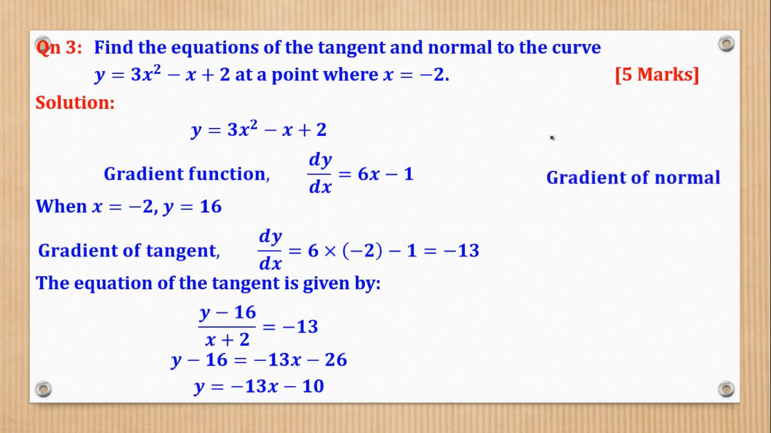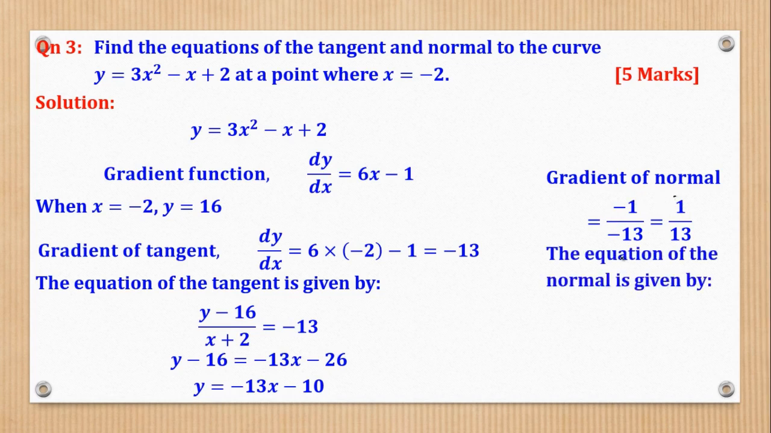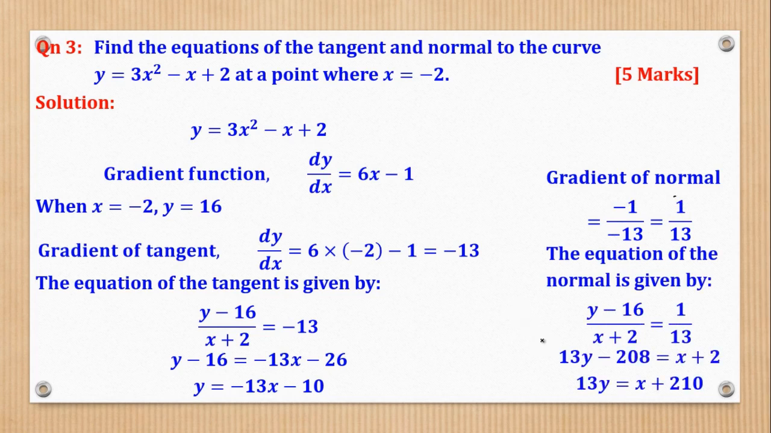What about for the normal? Gradient of the normal will be negative 1 over gradient of the tangent to give you 1 over 13. Therefore, equation of the normal will be got by changing y over changing x, cross multiply, and rearrange. So that is what they wanted in question 3.